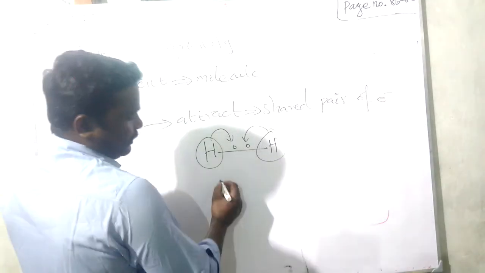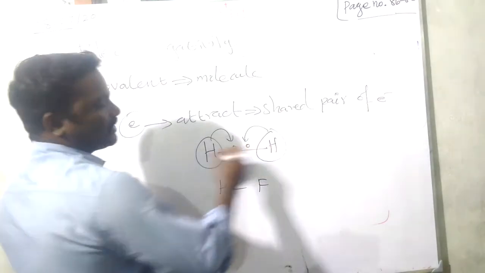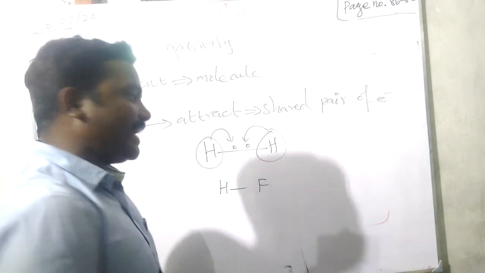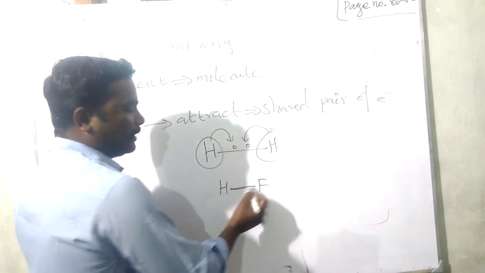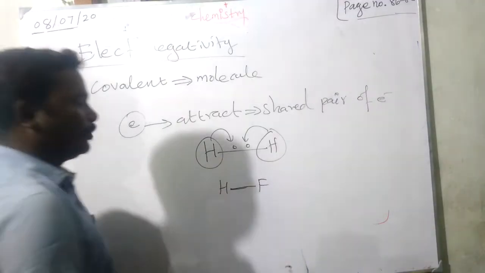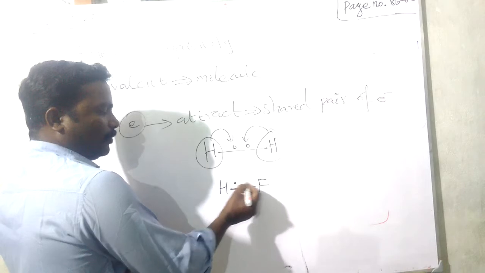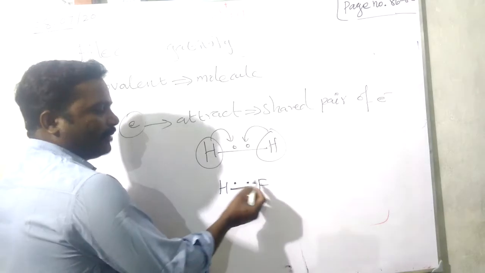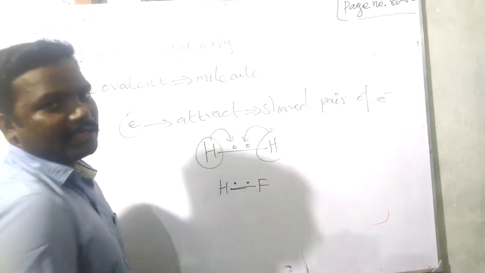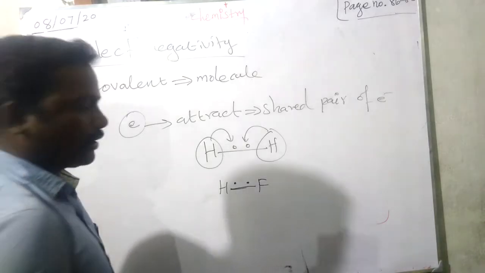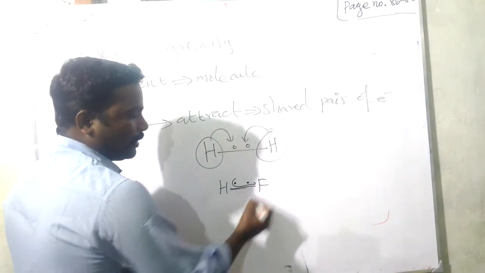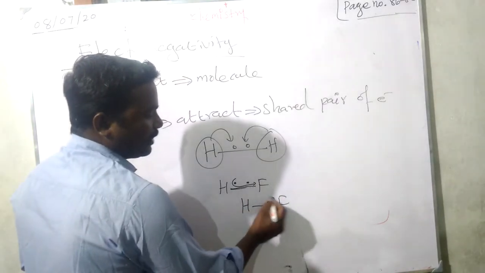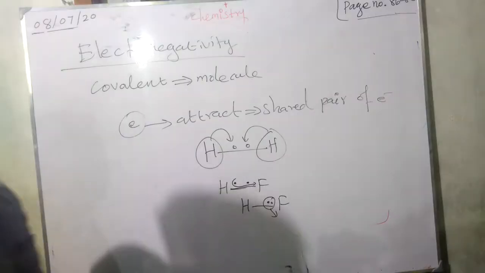In that, if you take hydrogen and hydrogen, because they are similar atoms, they will not attract each other. Usually they will have the same position of the electron. But if you take dissimilar atoms, hydrogen fluoride, what will happen? Hydrogen will give one electron, fluorine will give another electron. Now, because of its high electronegativity, or attracting power for electrons, it will attract the two electrons towards the fluorine. So two electrons exist nearby the fluorine.